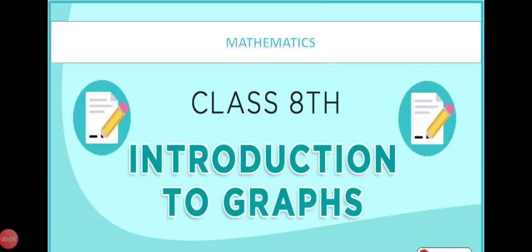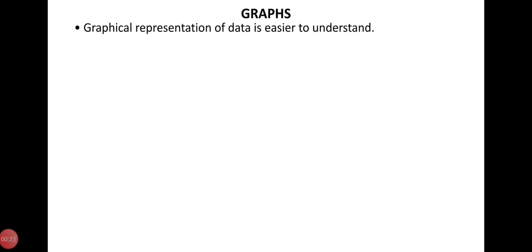Good morning. Today, let's start with a new chapter, chapter number 15, Introduction to Graphs. Now, the word graphs. Why are we learning graphs? Graphs are introduced because it is easy to understand data by graphical representation.